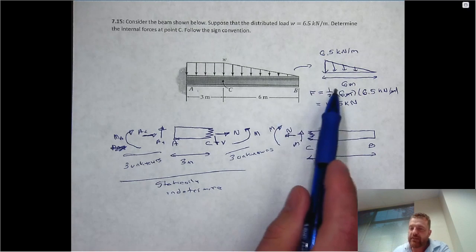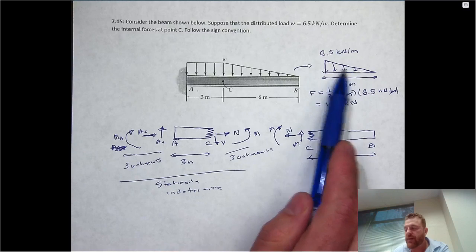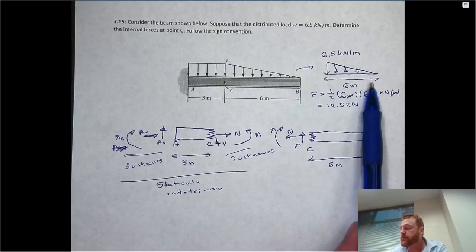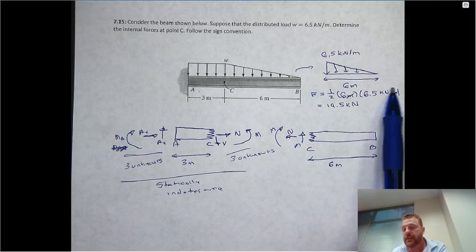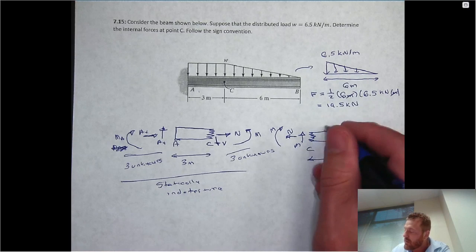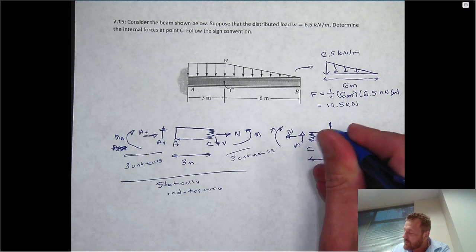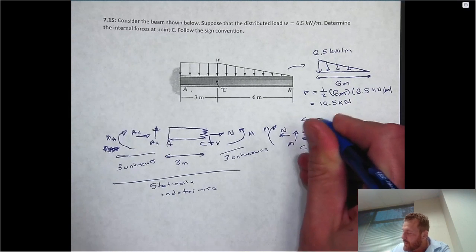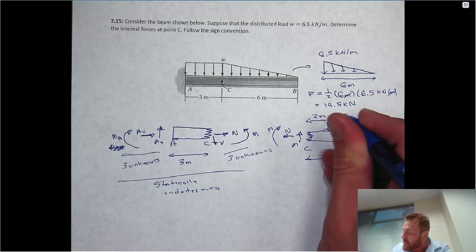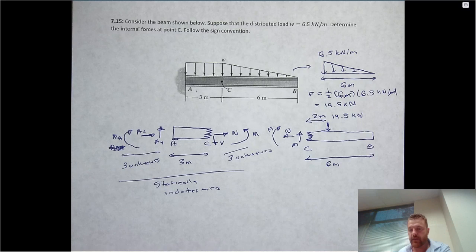And we know that for a triangular distribution, 1/3 of the base from the fatter portion is actually where we're going to place that load. So if this entire triangular distribution is distributed over 6 meters, 1/3 of that would be 2 meters. So I'm going to place it 2 meters to the left of the actual start of that load. And we've already said that the magnitude would be 19.5 kilonewtons.